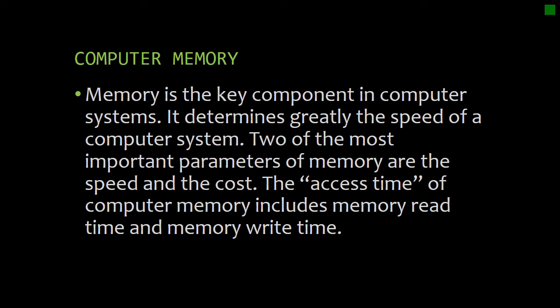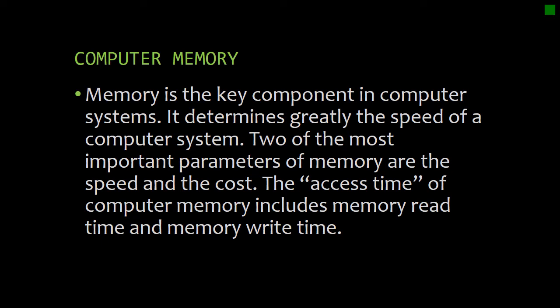A memory is a key component in computer systems. This will greatly determine the speed of the computer. There are two important parameters of memory, the speed and the cost. If you want to make faster memory, you need sophisticated circuitry, and that makes it more expensive.